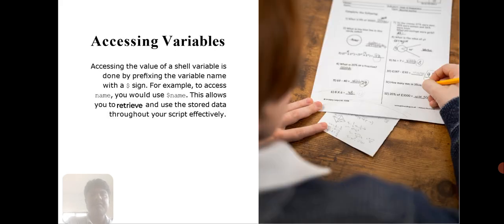Next is accessing variables. Accessing a shell variable is done by prefixing the variable with the dollar sign symbol. For example, using the dollar symbol with name allows you to retrieve and use the data stored in your script very effectively.